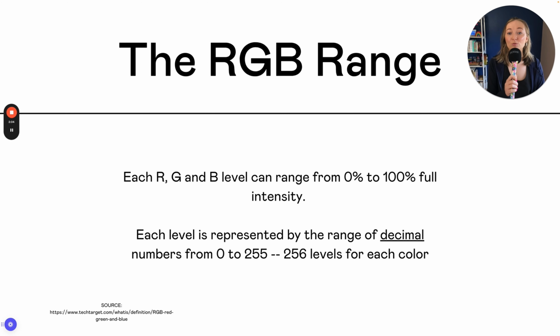Now, the RGB range is going to range from 0 to 100% in intensity. So something can be 100% red or 100% green or 100% blue. But the way that we represent that is by using a scale of numbers from 0 to 255. So there are 256 total levels for each color. So you could have 0 red or 255 red, and 0 red would be 0% red, and 255 red would be 100% red.